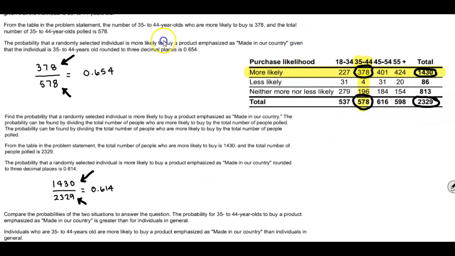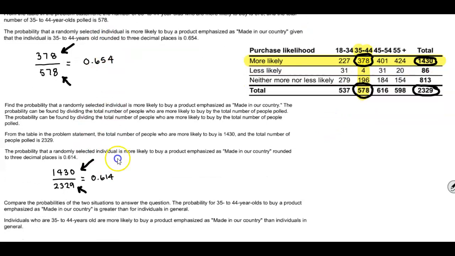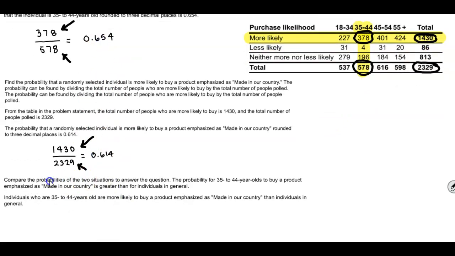Now what we're going to do is compare these two probabilities to answer our question. Comparing the probabilities of the two situations, the probability for 35 to 44-year-olds to buy a product emphasized as made in our country is greater than for individuals in general, because you can see here that 0.654 is greater than 0.614. So the individuals who are 35 to 44 years old are more likely to buy a product emphasized as made in our country than the individuals in general.